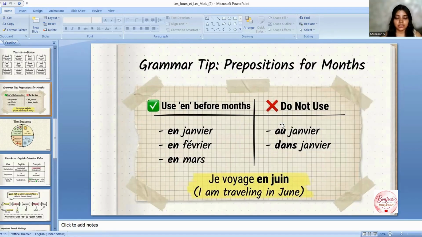See the example, je voyage en juin. I'm traveling in June. So see here, for in June we have used en, not au or dans. So you always use en before months. Not au juin.